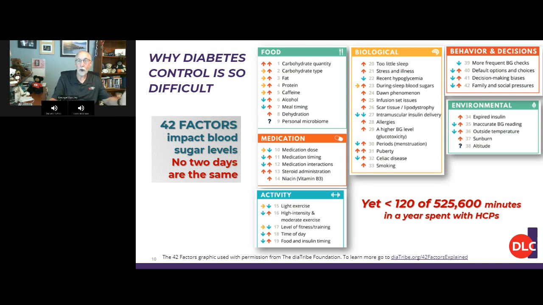I'm not going to sing the rest of the song, but there's 525,000 minutes in a year, and a patient is lucky to be in there with their healthcare provider for 120 of those minutes. So the patient's on their own dealing with all of these factors, and it behooves us as plan administrators to give the patient what they need to make the right decisions, to make the decisions that keep them out of the hospital. So hopefully that message is getting through. This is not simple, and no 2 days are exactly the same.